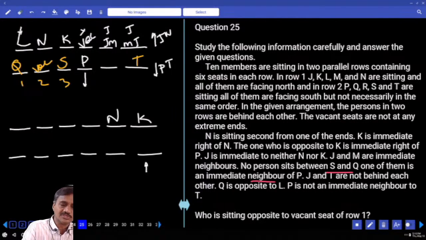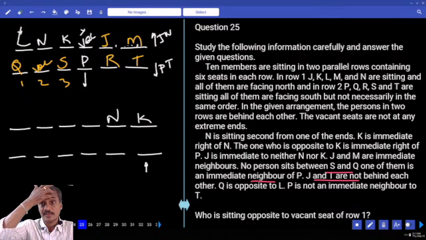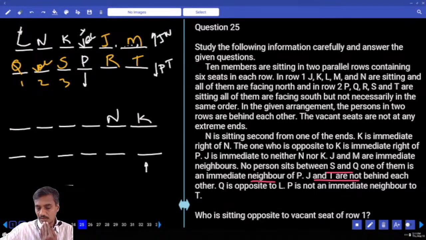Now T is here, who is the person left over? R is the person. Then J and T are not behind each other. As T is here, we cannot have J at this place. Then where should we have this J? J is here. Now this is the final arrangement we have. Now this is about question numbers 25 onward.